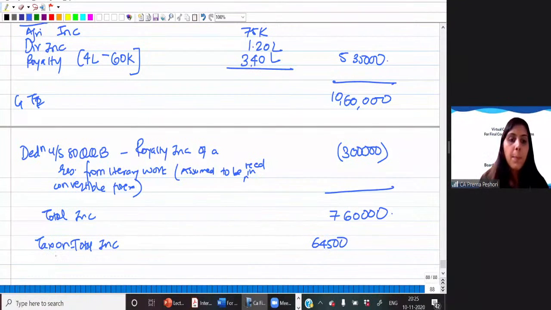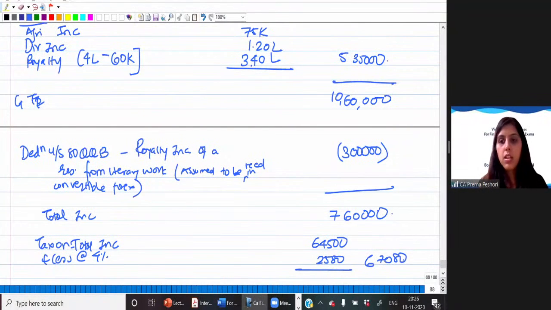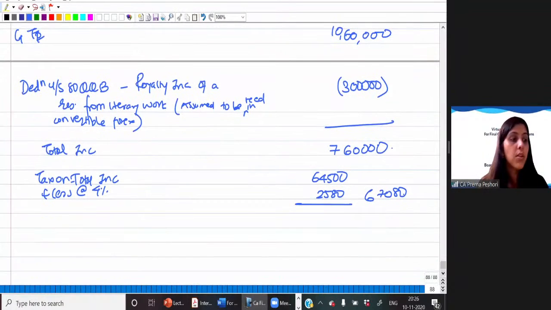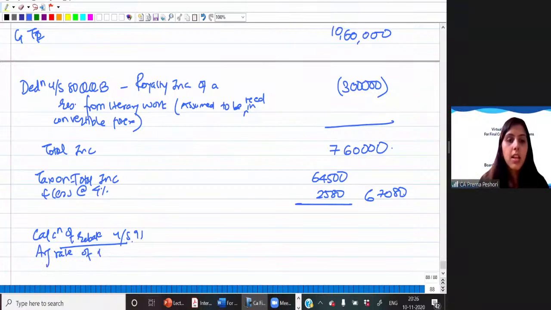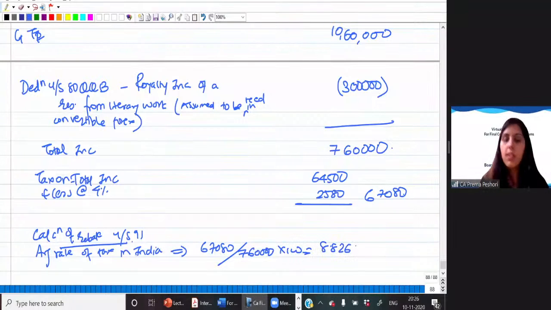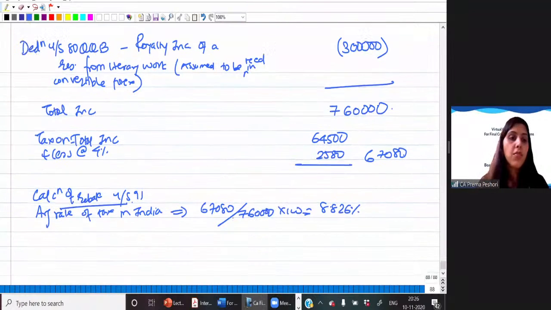64,500 plus cess at the rate of 4%, 2,580, 67,080. Clear? 67,080. Now calculation of rebate under section 91 because there is no DTAA. Average rate of tax in India is how much? 67,080 divided by 7,60,000 into 100, 8.826%. Right? Average rate of tax in country T.